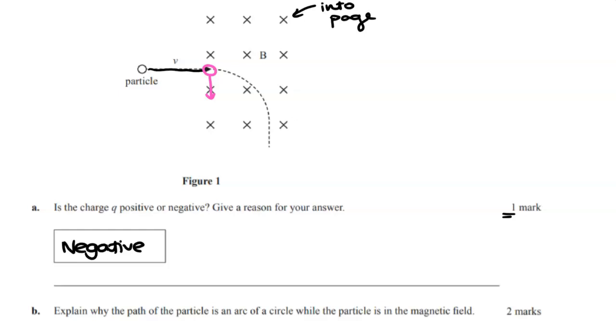Now, because it's only 1 mark, it's enough to just say right-hand slap rule or right-hand palm rule, whatever you prefer to call it. You don't need to get into a full proper explanation of the right-hand slap rule because we don't have enough marks to justify writing out that much. So that would be 1 mark. We have the negative paired with a reason for your answer. Just negative does not attract the mark.